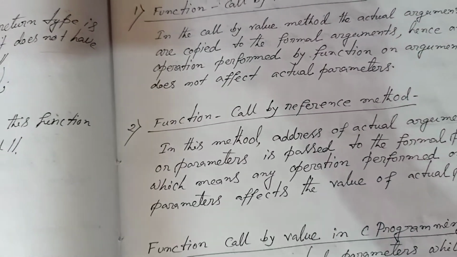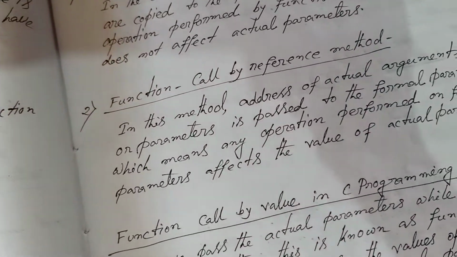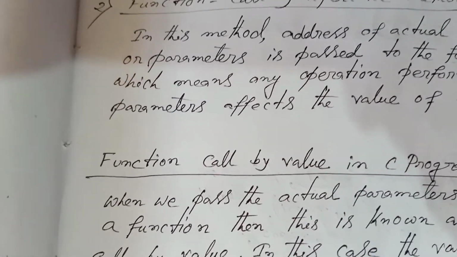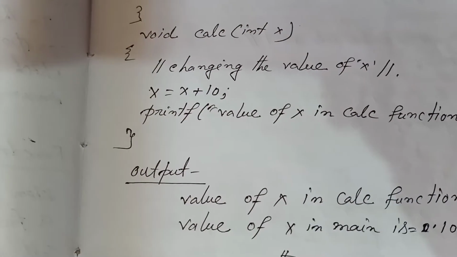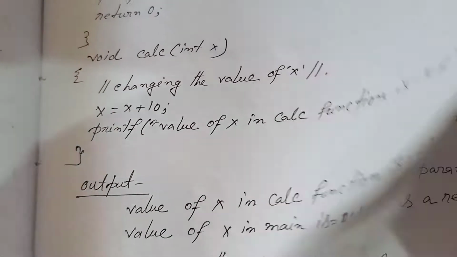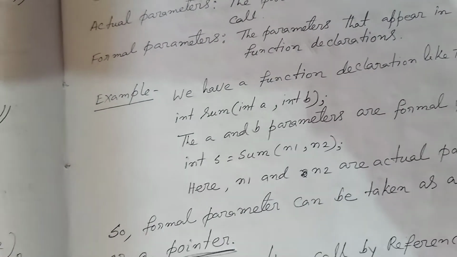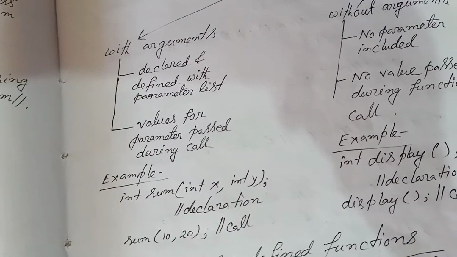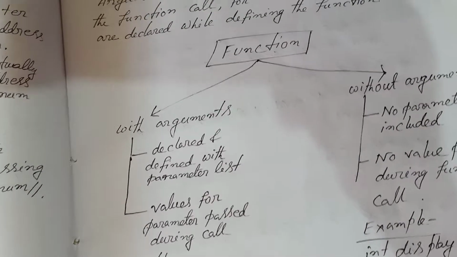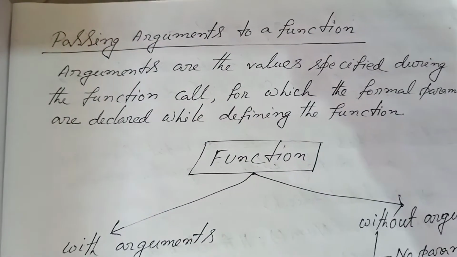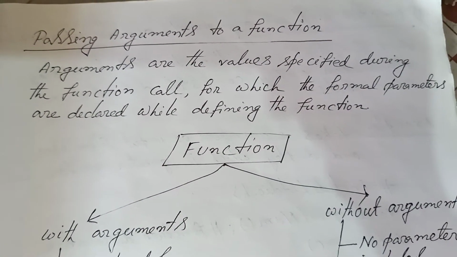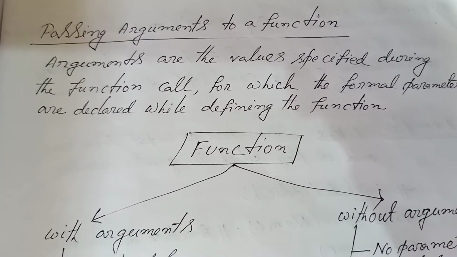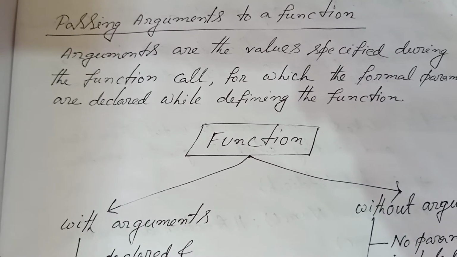In your last video session, I told you about function calls with two methods. First is the call by value method and second is the call by reference method. We are discussing these two methods. Today, we are discussing types of functions, that means passing arguments to a function. Depending on this passing of arguments, we can divide a user-defined function into four types.